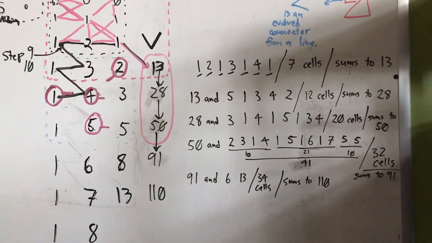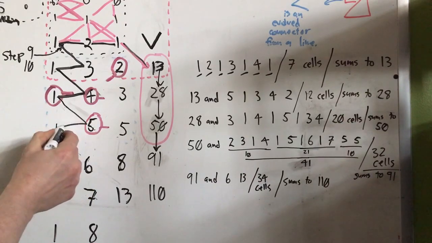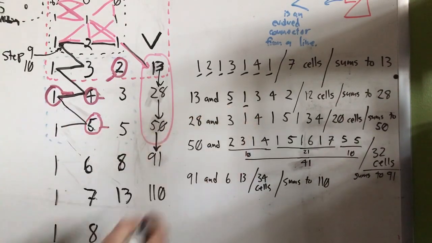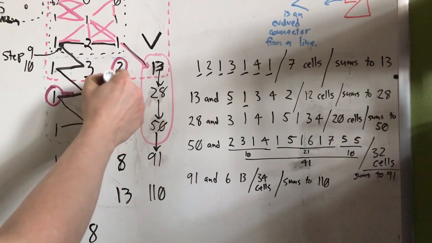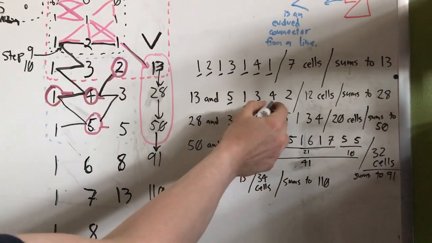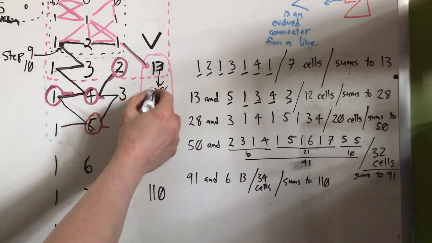13. Now let's solve for 28. So we ended on the 1. Now, just out of sheer coincidence, I'm just playing around here. If you go 5, 1, at the same time, if you go 3, 4, 2, those are 12 cells. 13 and the now 15 make 28. They sum to 28.